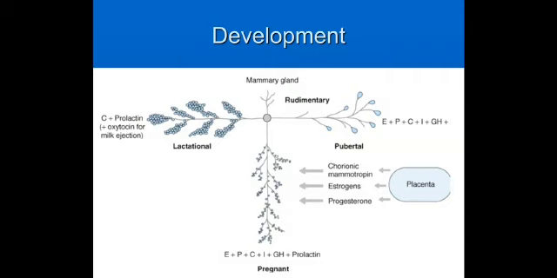Cortisol and prolactin along with oxytocin are essential for milk ejection. During pregnancy, estrogen, progesterone, cortisol, insulin and growth hormone along with prolactin play a role in the development of the breast.